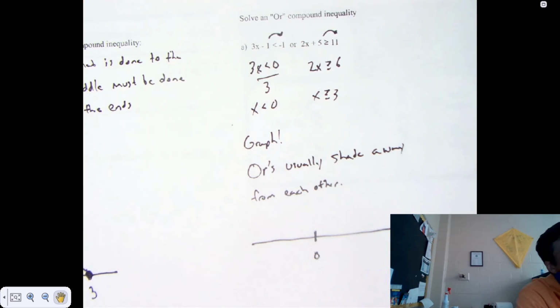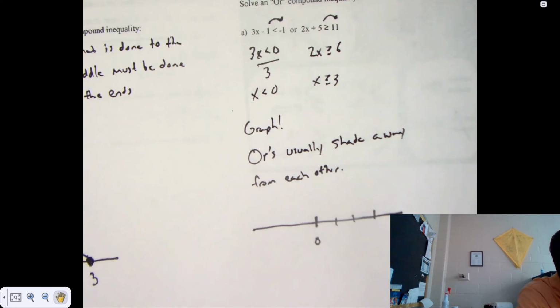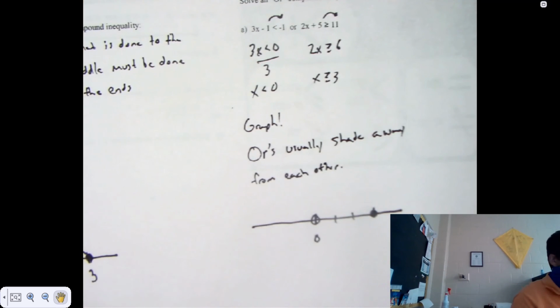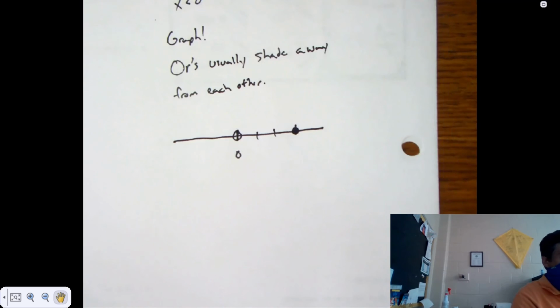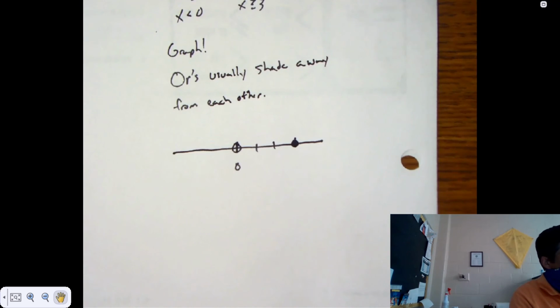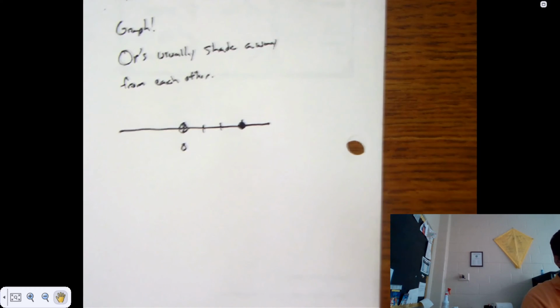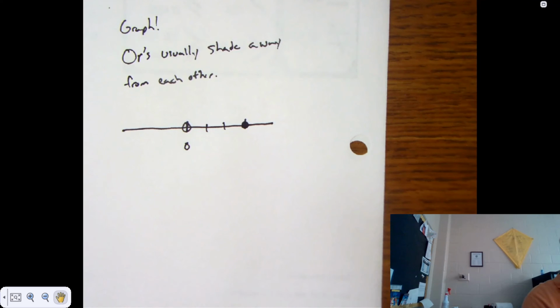What kind of dot at 0? Open. What kind of dot at 3? Closed. I don't keep my paper in just the right place. The person watching at home can't see it. And they're going to shade away from each other. I mean, that's just the deal. And you can check it. That says less than 0. That's left. That says greater than or equal to 3. That's right. Less than is left. Greater than is right.